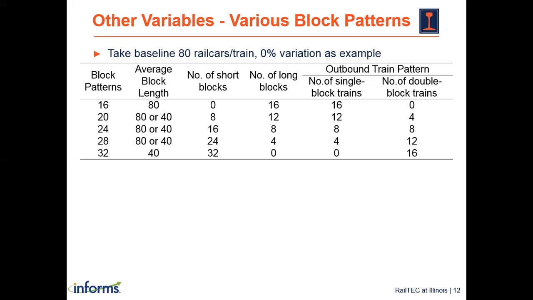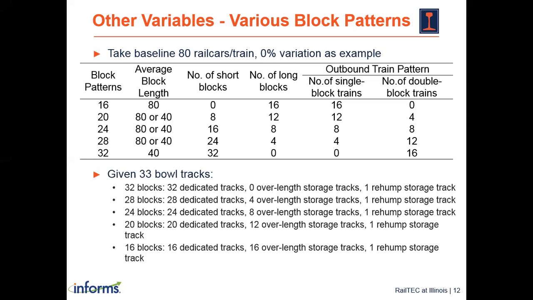Given the fixed 33 bowl tracks in the classification yard, the block-to-track assignment varies according to the block patterns. With more blocks built, more dedicated tracks are reserved for each block, resulting in fewer free tracks to store the rail cars that won't fit in the dedicated tracks. In addition, one track to store the rail cars that need to be rehumped later remains the same for each block pattern.